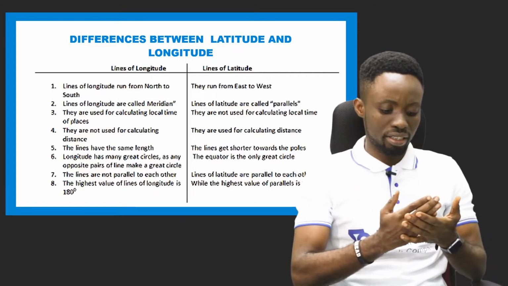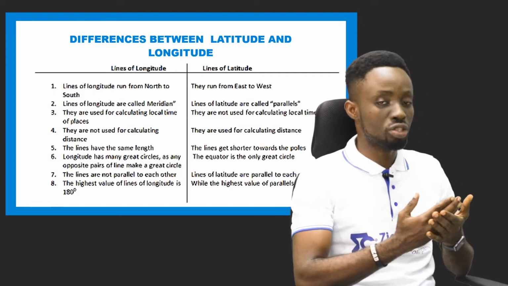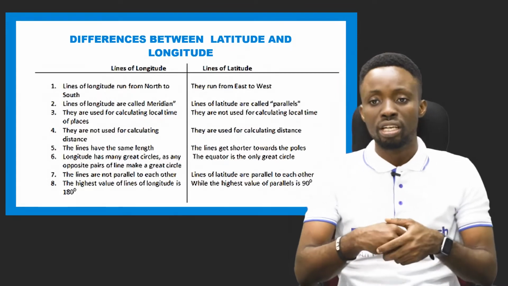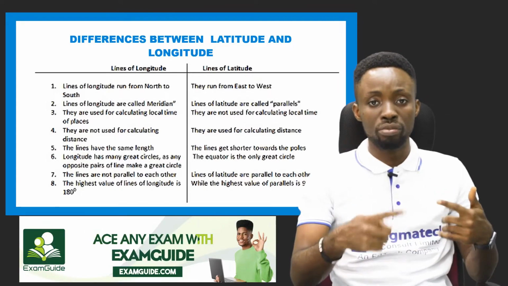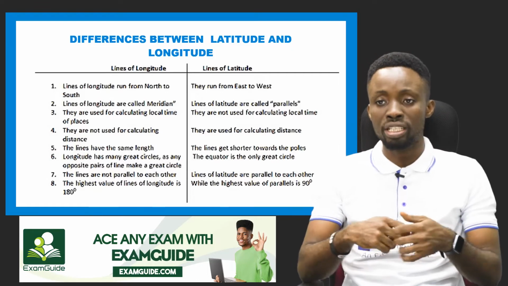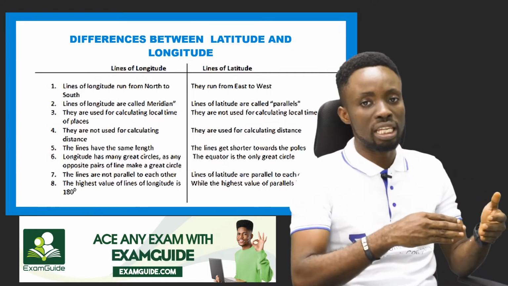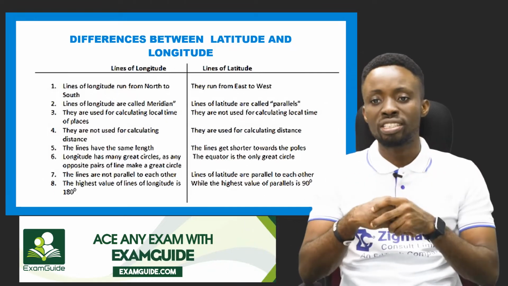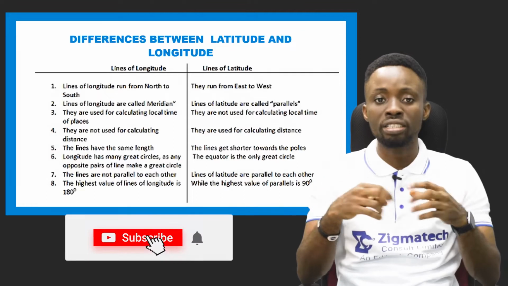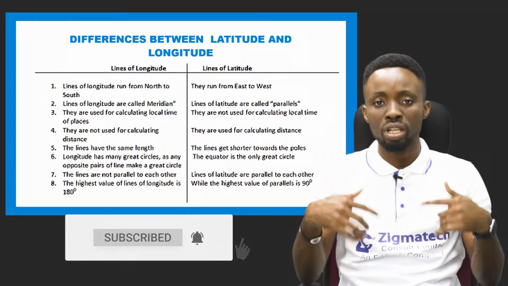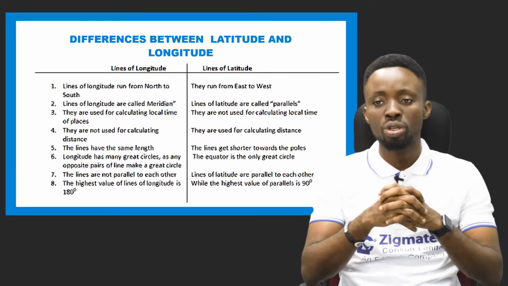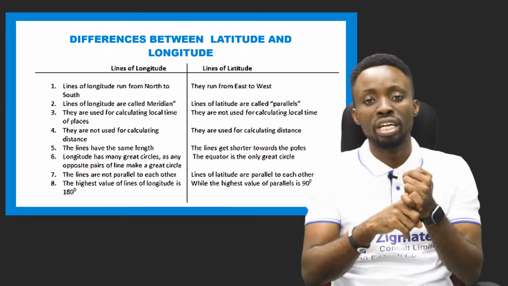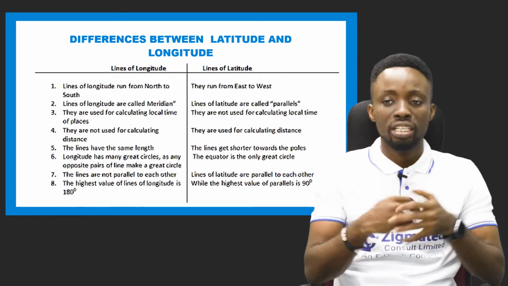Now, the next difference we have between longitude and latitude is that the lines of longitude, they all have the same length. Now, that's to say that they are all equal in length. But if you look at the lines of latitude, as you head towards the North Pole or the South Pole, you discover that the length of the lines become smaller and smaller till you get to the North Pole. So they get shorter, not just in terms of length, but they also get shorter in terms of radius and diameter.